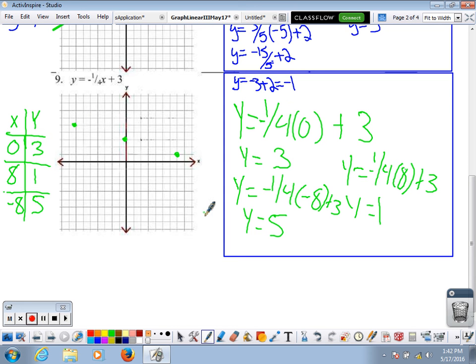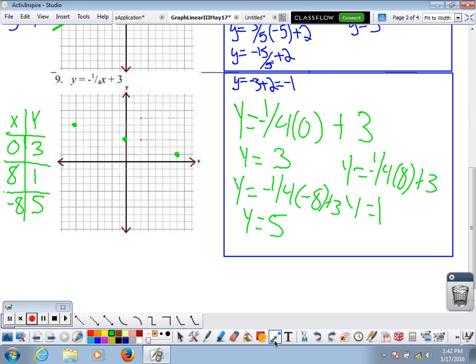Okay, now draw the straightest line we can through all 3 points. Very good. Very nice work. Now I just want to make sure of one thing. 1, 2, 3, 4, 5, 6, 7.